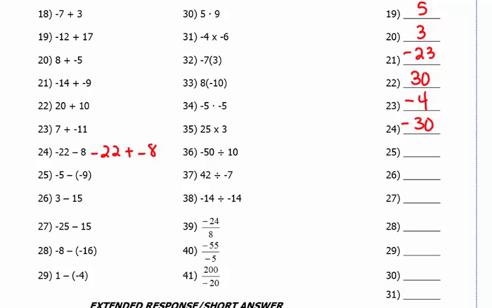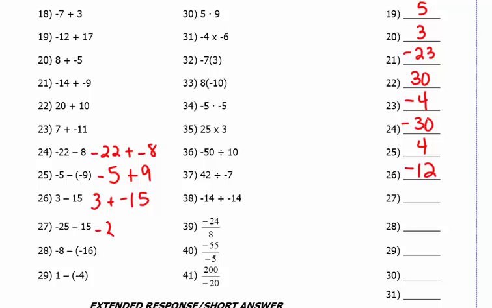So I'm going to recommend that you rewrite these as addition, negative 5 plus 9. They're different, subtract. That's 4, it stays positive because it's bigger. 3 plus negative 15, they're different, subtract them, that's 12, and it's negative because 15 is bigger.